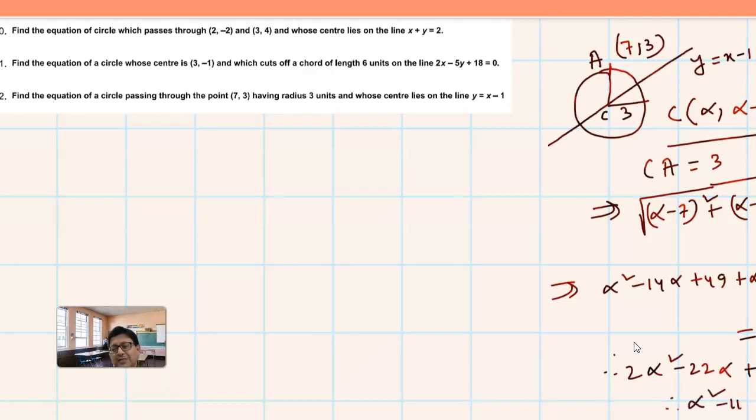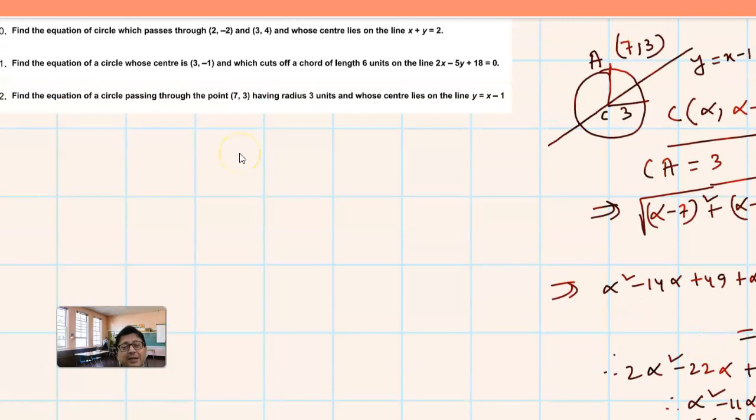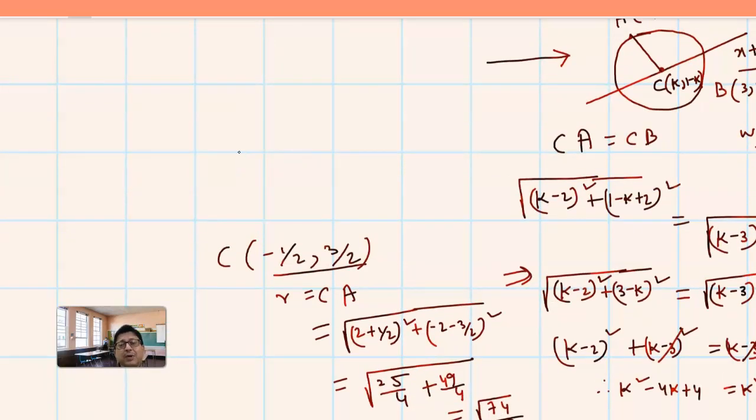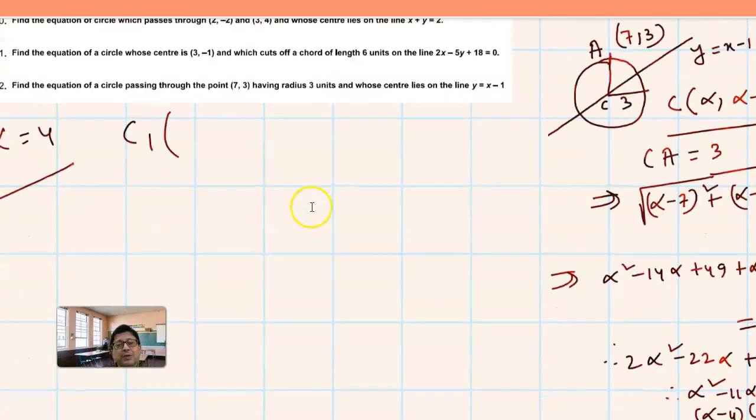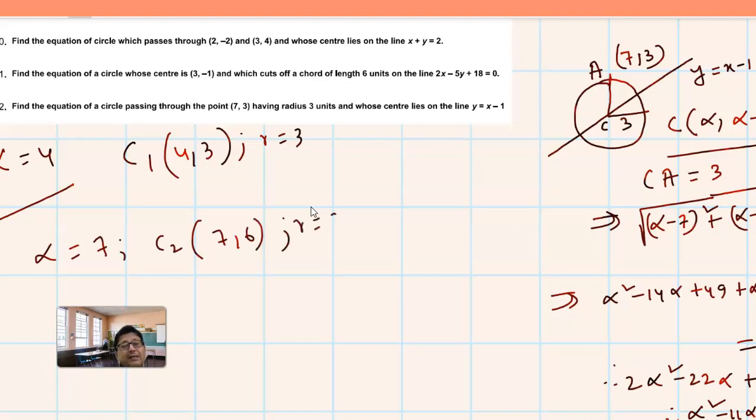So alpha square minus 11 alpha plus 28, so alpha minus 4, alpha minus 7 equal to 0. Alpha is going to be 4 and 7. Once you got alpha 4 and 7, you are getting two centers. For alpha equal to 4, the center is going to be 4, 3 and radius 3. For alpha 7, center is going to be 7, 6 and radius 3.